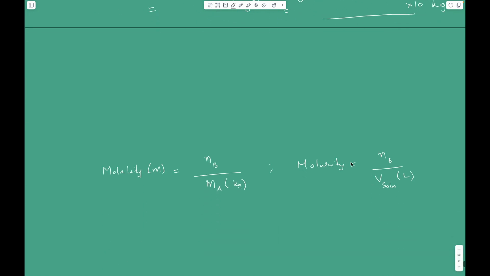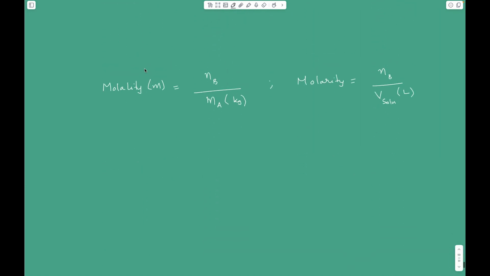Finally, let us look at the expressions for molality and molarity. Molality, that is small m, is the ratio between the amount of substance or the number of moles of solute and the mass of the solvent in kilograms. Molarity is the ratio between the amount of substance or the number of moles of solute and the volume of the solution in liters. Now let us consider a very dilute solution.